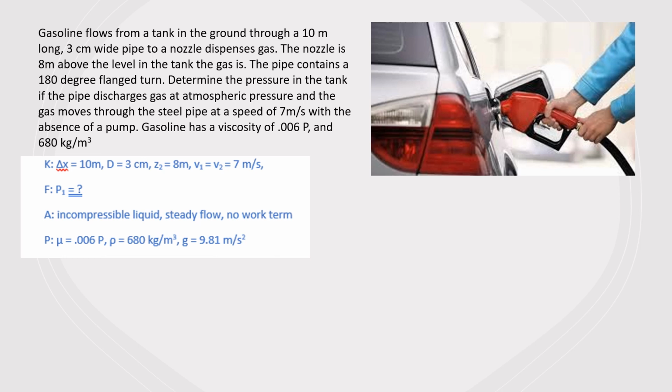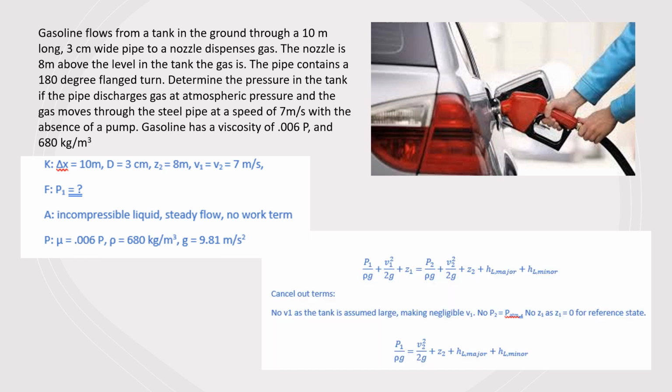So we can assume incompressible liquid, steady flow, and since there's no pump, we're going to say no work term. And we know properties of the fluid. Then we can write out the extended Bernoulli, cancel out terms, so there will be negligible velocity change in the tank. The P2 is equal to the P atmosphere, so 0 gauge pressure, and Z1 will be equal to 0.